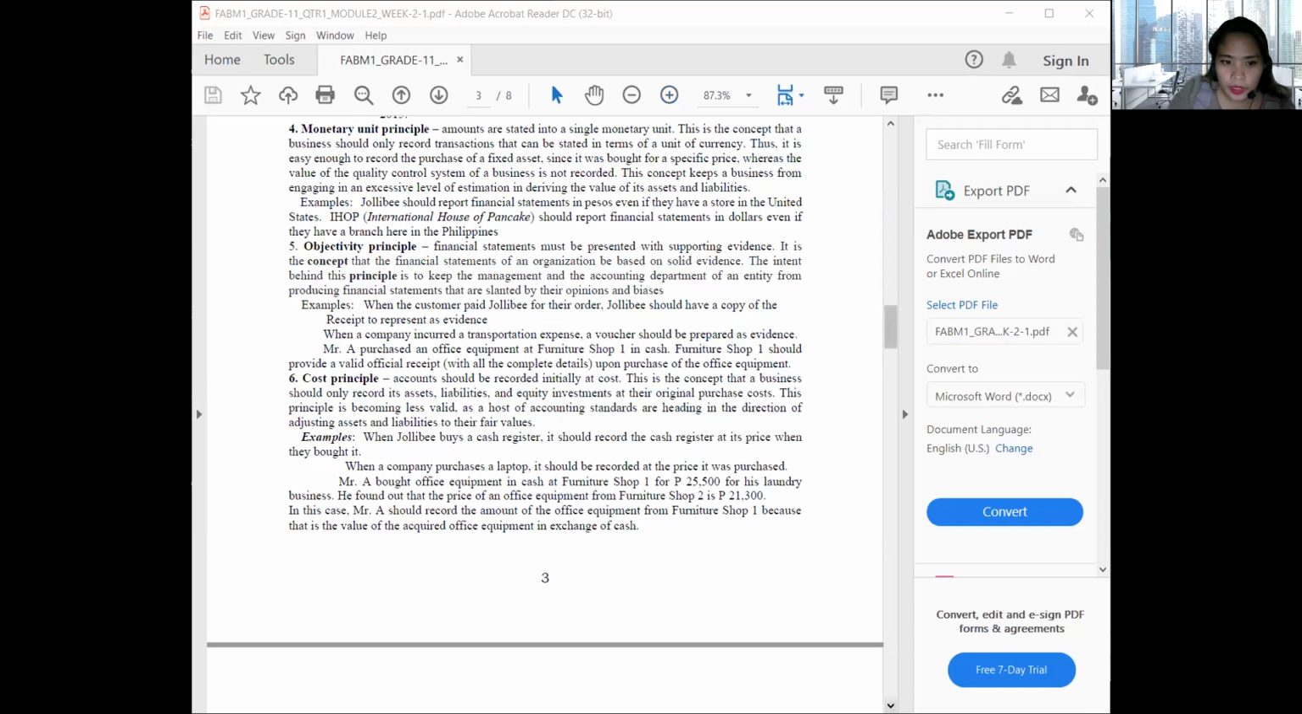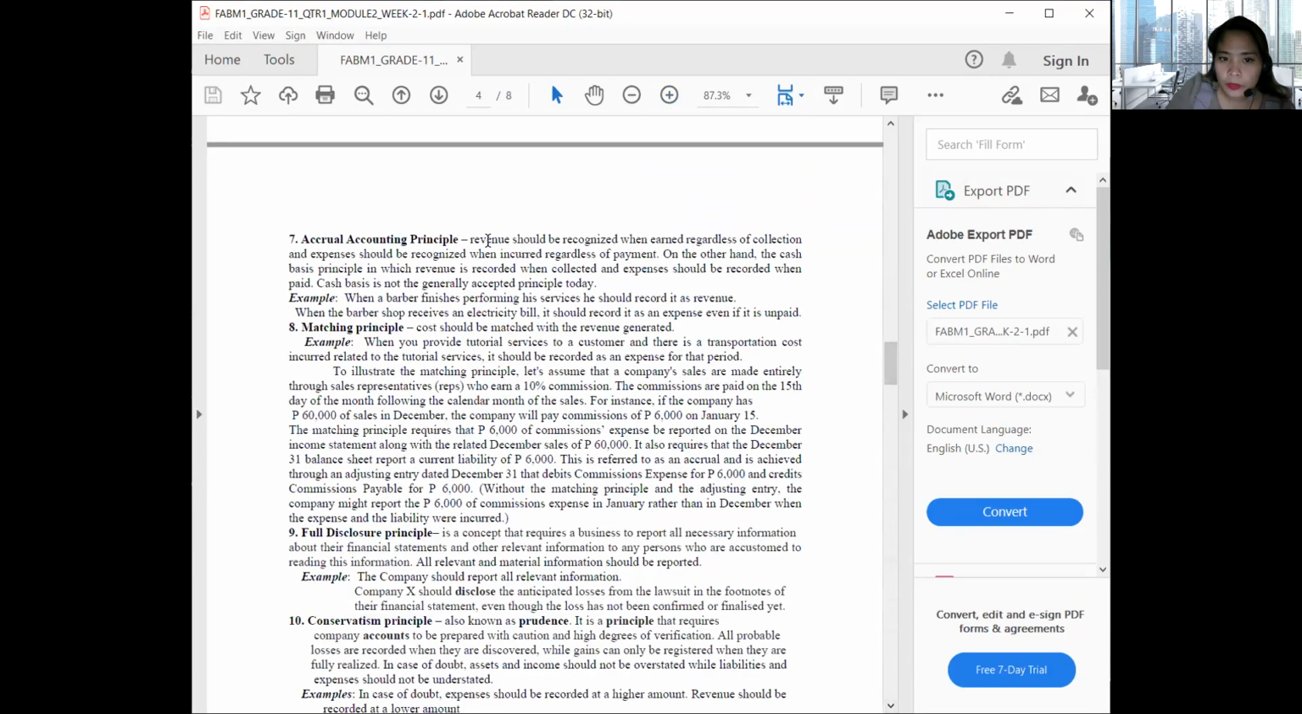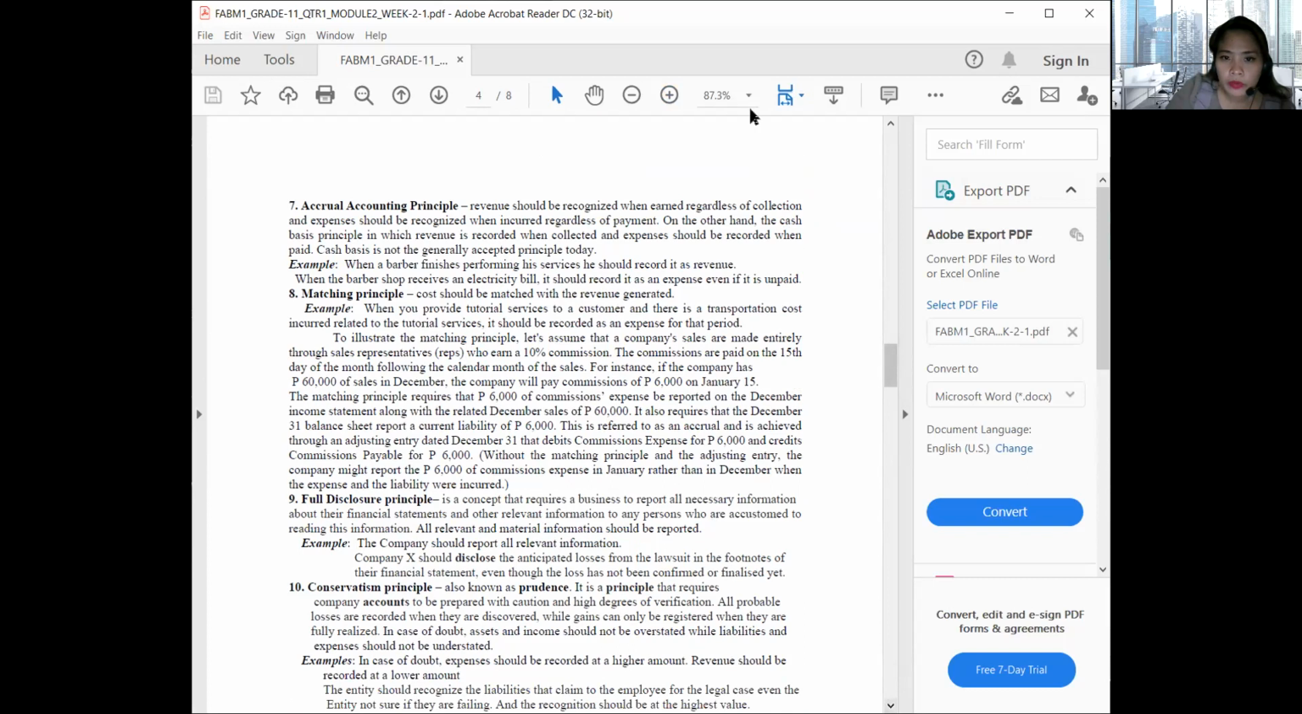Another one would be accrual accounting principle. Revenue should be recognized when earned, regardless of collection. And expense should be recorded when incurred regardless of payment. Ayan. So, di ba, kunwari for example, ang business mo is barbershop ka nga. So, meron kang kumare. Si kumare pumunta doon. Tapos, ay, Mare, gupitan mo naman ako. Kaya lang wala pa akong pambayad. Sa katapusan na ha. Okay.